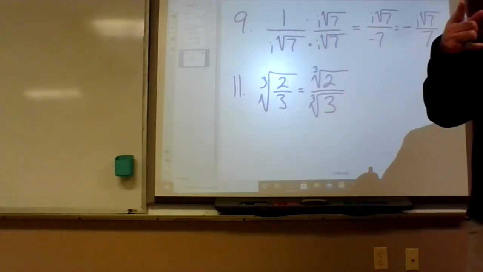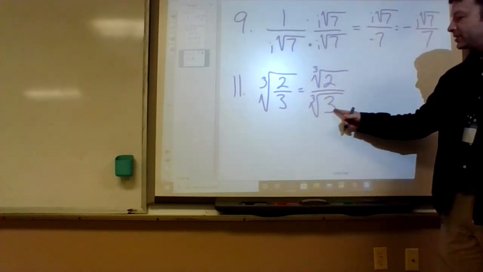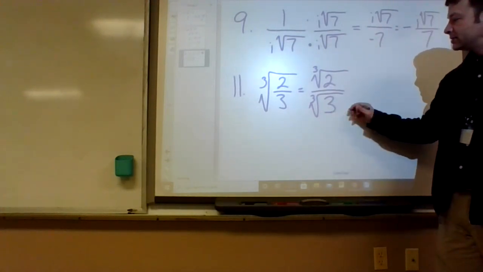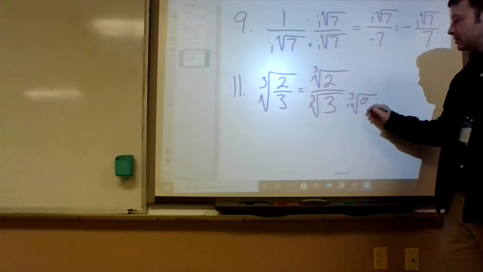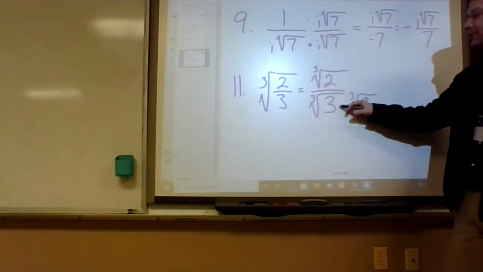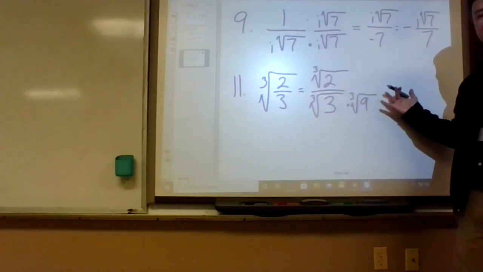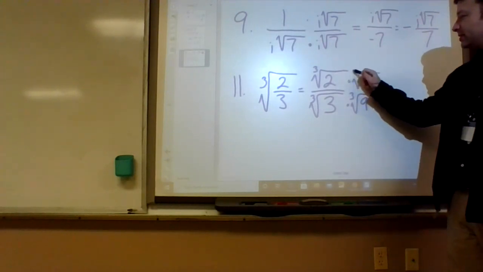3 times 3 times 3 is 27, so the cube root of 27 is 3. So how do I turn this into a 27? Times cube root of 9. I could do times cube root of 3 times cube root of 3, but that's a lot of writing, so we'll just say it's 9.